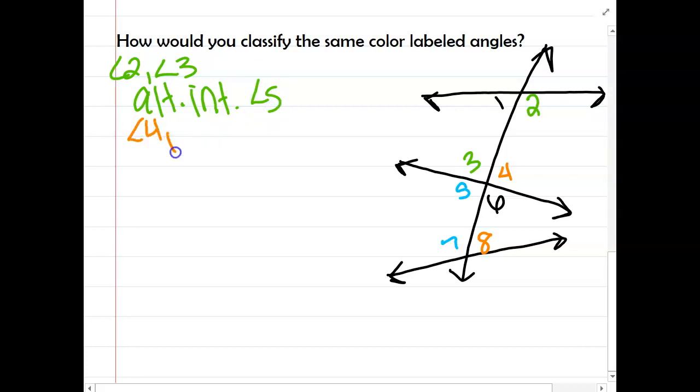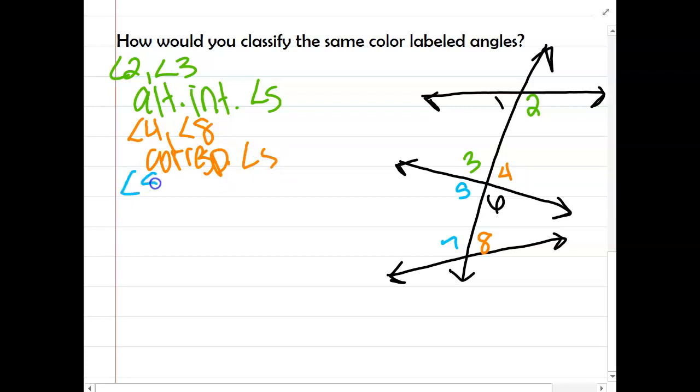Okay, let's do angle 4 and angle 8. Now angle 4 and angle 8, okay, if you're looking at this relationship, 4 is an exterior angle, and 8 is an interior angle, so they don't work out that way. And they're on the same side. So I can't classify them as alternate interior or alternate exterior or same side interior or same side exterior. What are they? They're corresponding angles. See how they're both in the top right corner of that intersection? These are going to be corresponding angles.